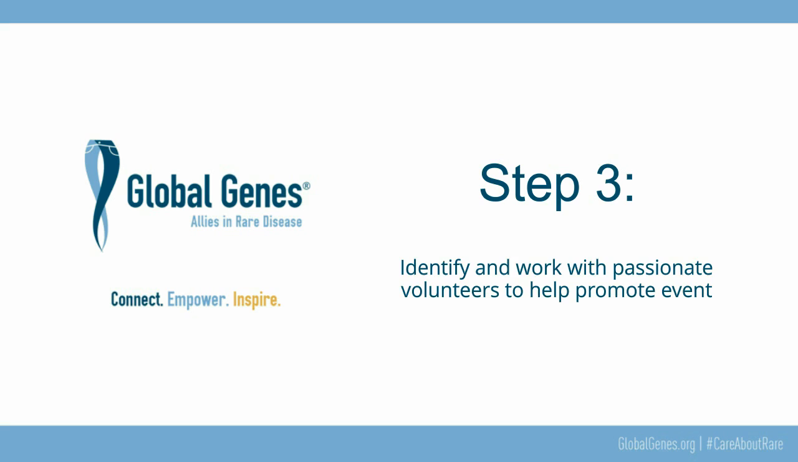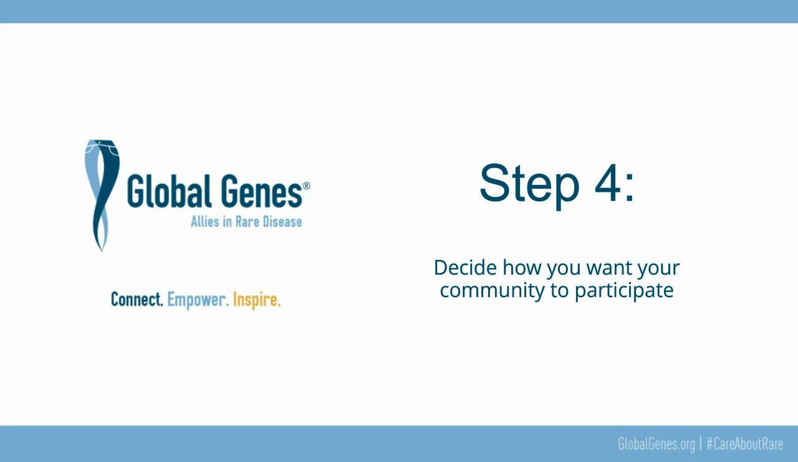Step 4, decide how you want your community to participate. It is really important ahead of time to know what you want your community to do. Do you want them to wear a certain color? For example, if your colors are red and orange, do you want them to have a wear red day? For us, it's purple. Sometimes people do dress down for purple day.